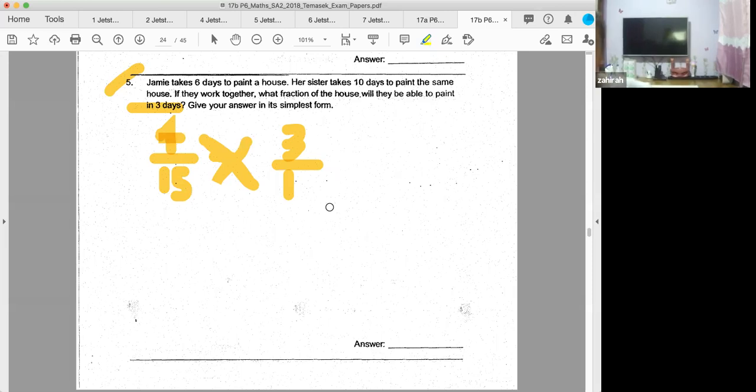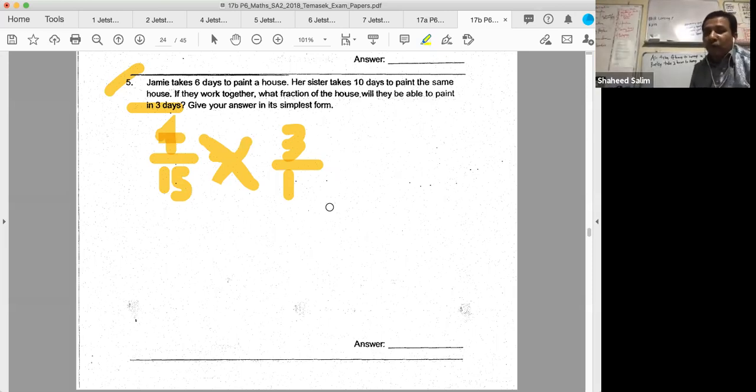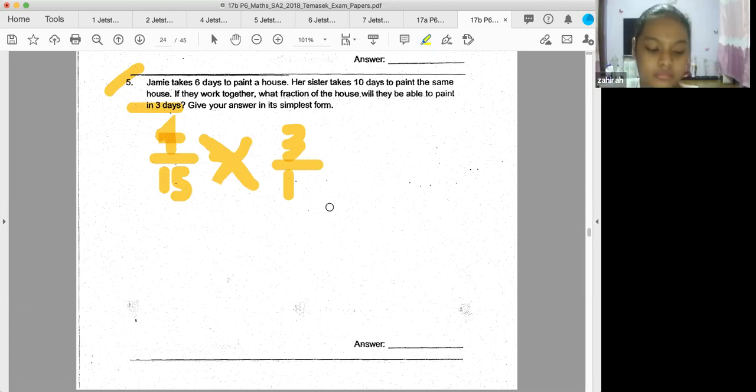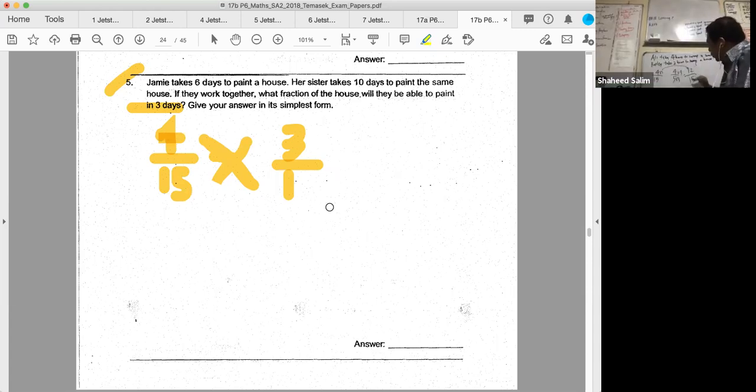4 over 5, correct. Well done. 4 over 5 is more than 4 over 15. Okay, I'll show you. This 4 over 15 is 1 day. 4 over 5, you times by 3, is 12 over 15, correct? Because if you times this by 3, you get 12 over 15. So 3 days is 12 over 15, which is 4 over 5.